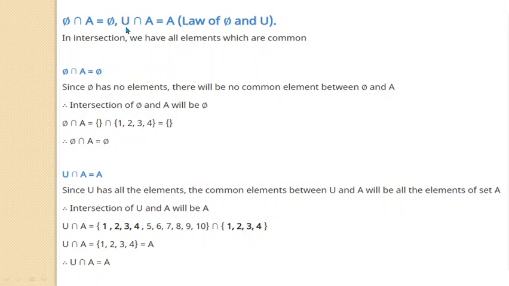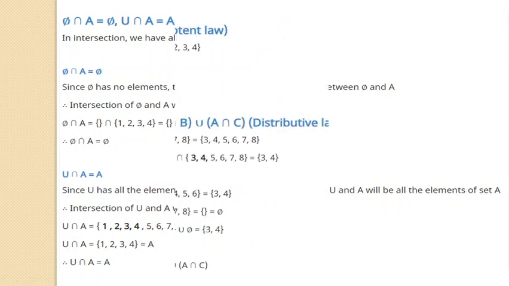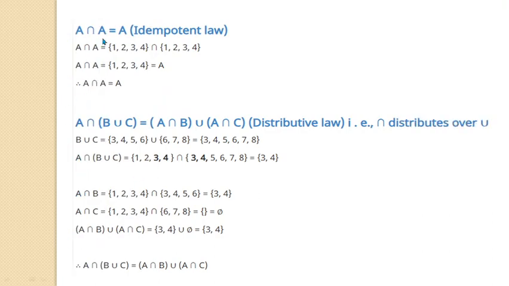So universal set will already have all the elements of A. So what is common in U and A? A only. If you want to prove, you can take some other example also, and please prove yourself. A intersection A means what is common in A and A. So definitely all the elements are common in A and A. So it will give you A in return.